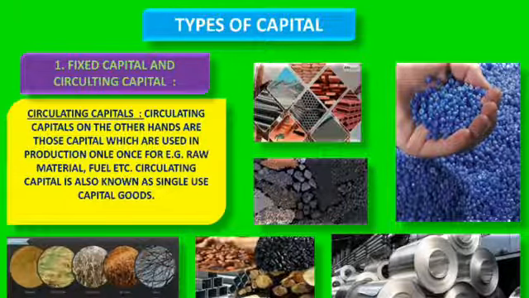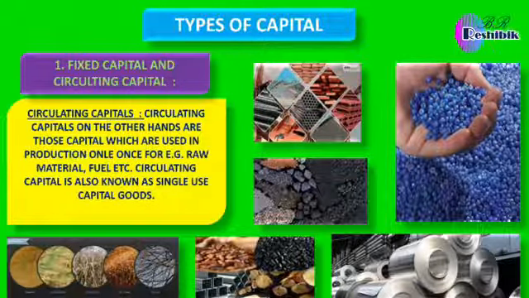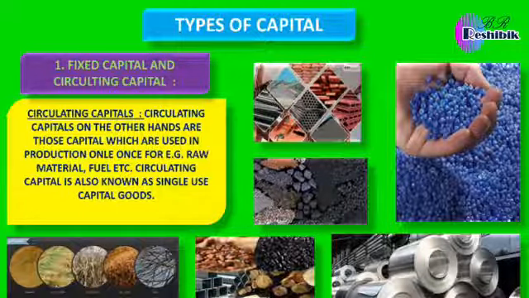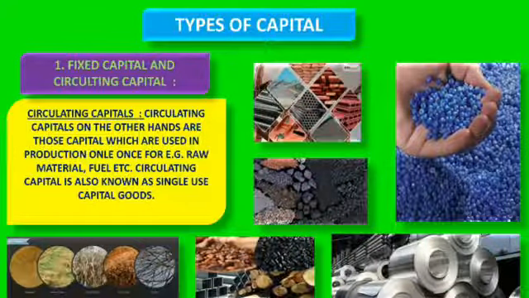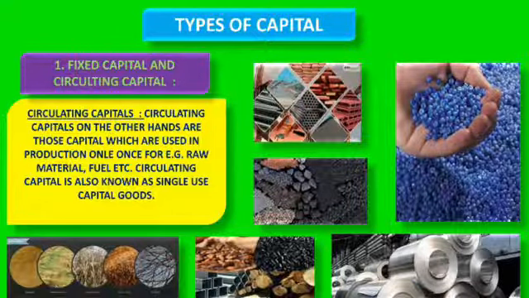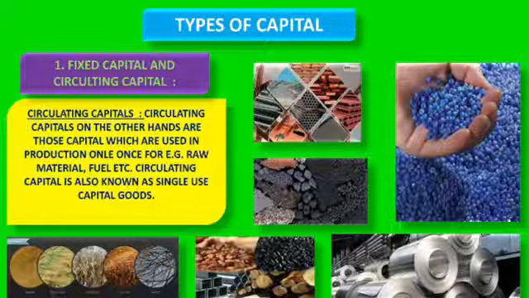Okay, like for example, the fuel. The fuel which you use in the factory to run the machinery comes to an end after one use. You cannot reuse that fuel again and again, isn't it? So a very good example of circulating capitals are the raw materials and, as I said just now, the fuel. That is why circulating capital is also known as what? It is also known as single-use capital goods. Alright?